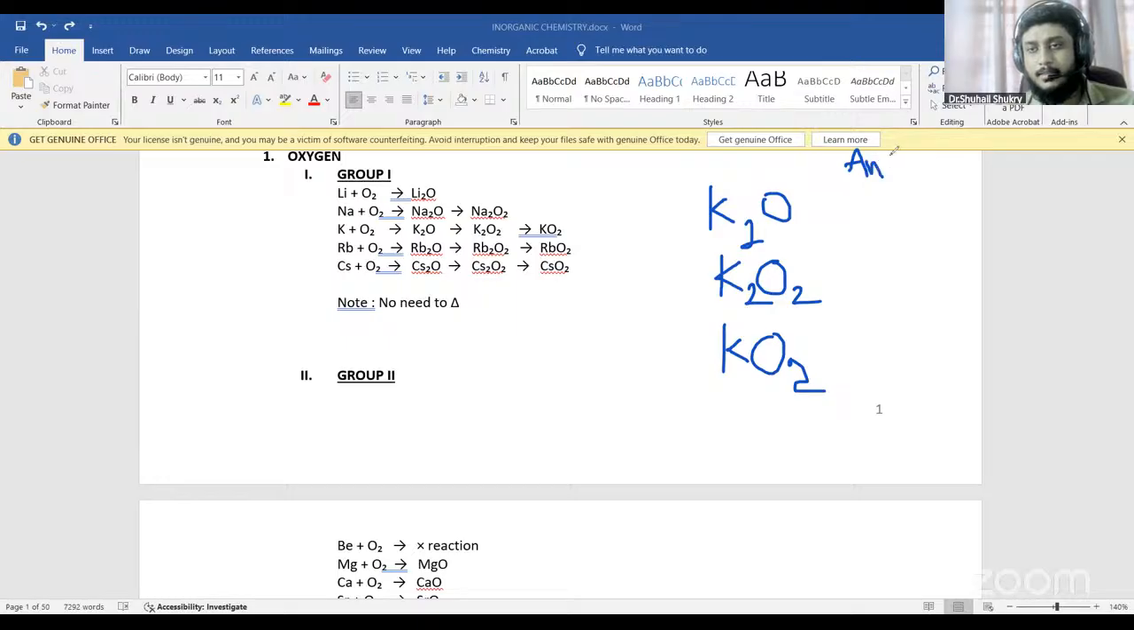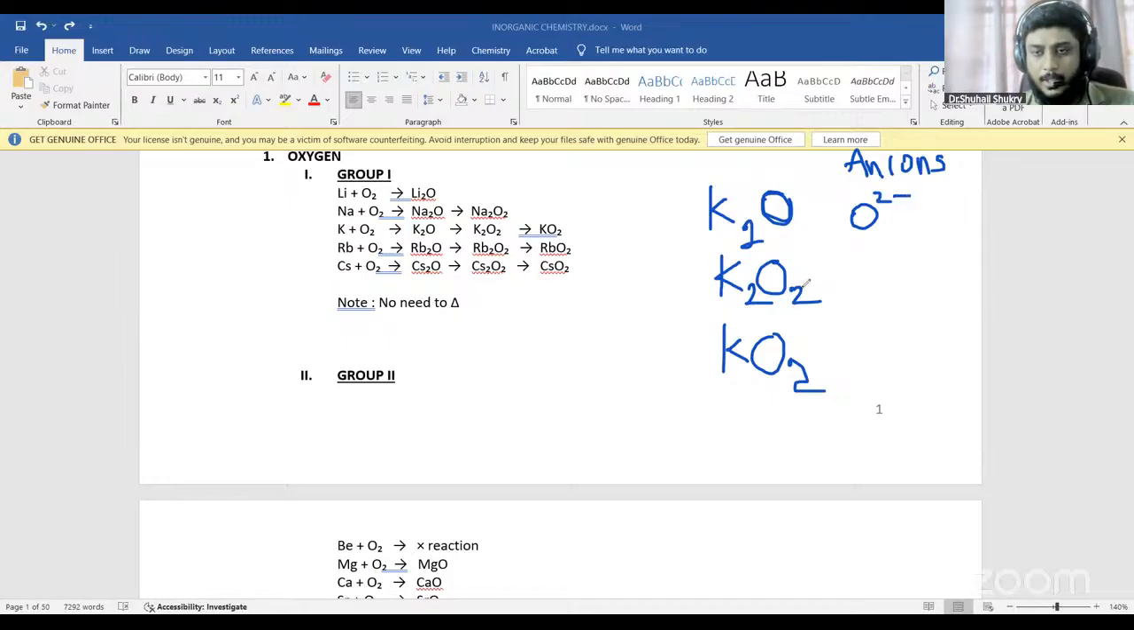See the anions. And you should be able to write these anions. Now, potassium oxide means what is this anion? This oxygen is the anion. Oxygen valence is 2. So you can write the anion here as O2 minus. That is the anion here.